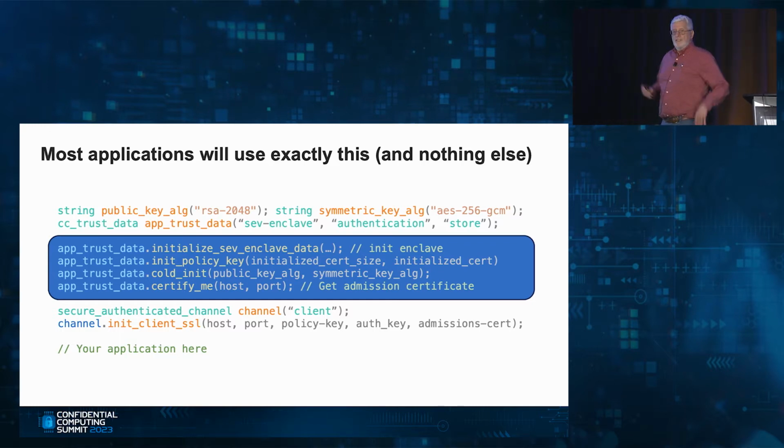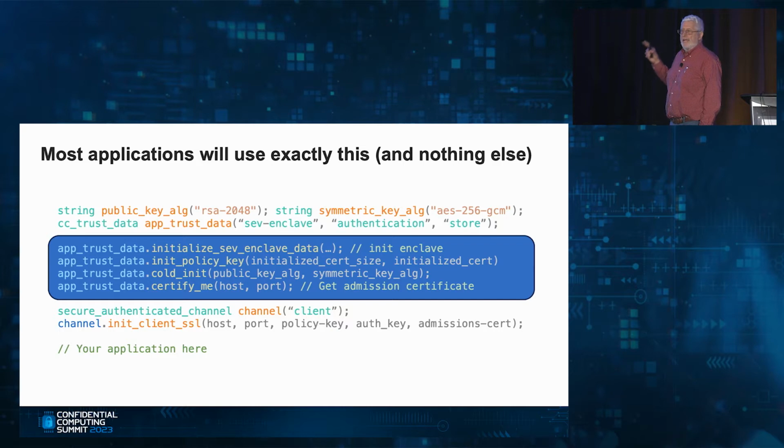The second line says, okay, app trust data object, this is going to be an SEV enclave. I'm going to use it for the purpose of authentication. At the risk of distracting people, that could also be attestation. That application enclave service actually gets certified to provide attestations for other people. Most programs just say, I want you to authenticate me, prove who I am. And then finally, the thing called store is just where the file is stored, the encrypted policy store.